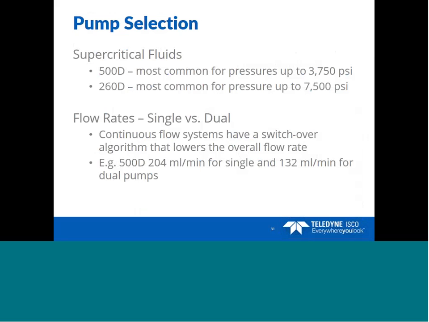When selecting a pump for supercritical fluids, the 500D is the most common for pressures up to 3,750 psi. And the 260D is the most commonly used for pressures up to, say, 500. When selecting pumps based on flow rates, note that there is a difference between single and dual pumps. Continuous flow systems have a switchover algorithm for pulseless flow, and that lowers the overall flow rate. Therefore, dual pumps have a lower flow rate than single. For example, a single 500D is rated at 204 mL a minute, while dual pumps are rated at 132.